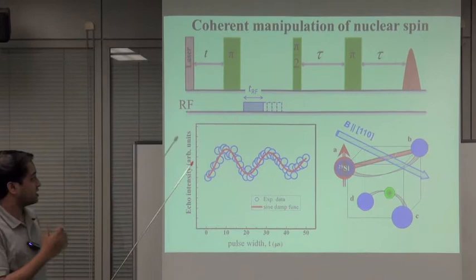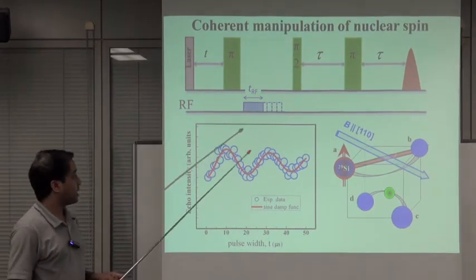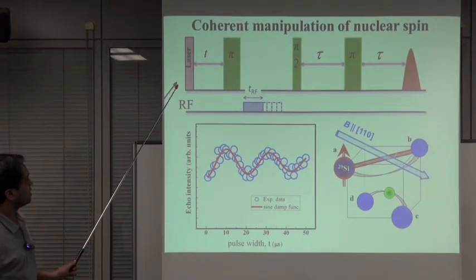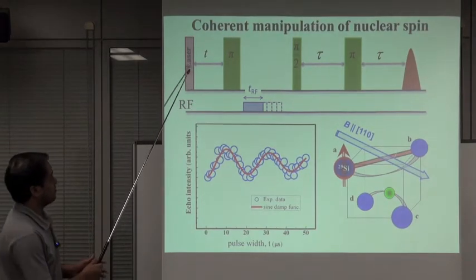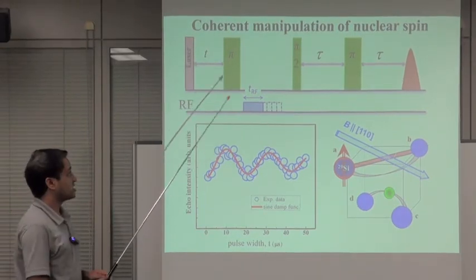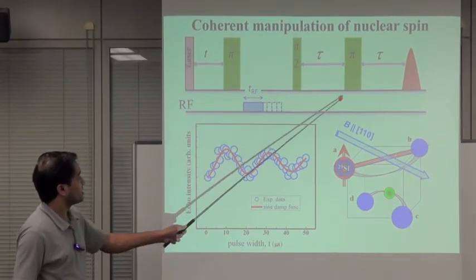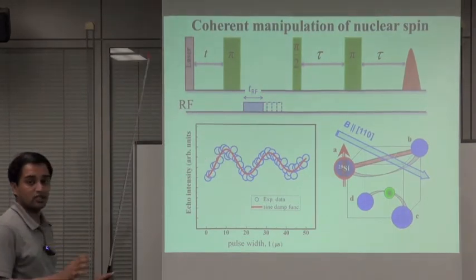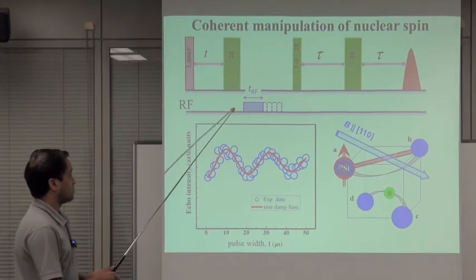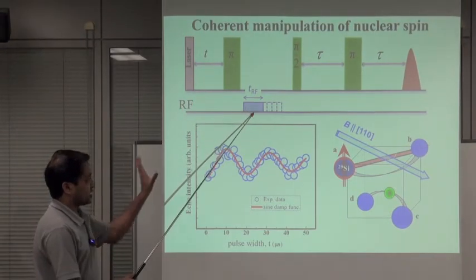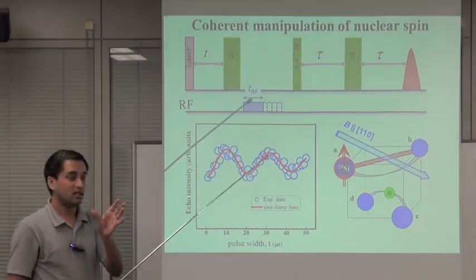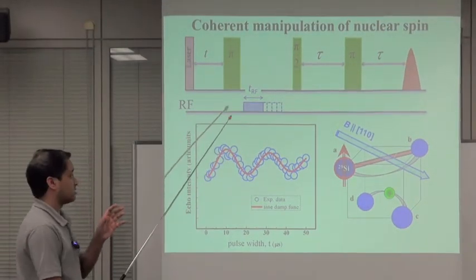Now to measure the coherent manipulation of the 29Si nuclear spins, we use a pulse sequence something like this. We again apply a laser pulse, wait for time t to create our electron polarization, and then measure the echo intensity. We fix the RF frequency to 122 megahertz, which we got from the ENDOR experiment, and then measure the echo intensity as a function of the pulse width of this 122 megahertz RF.